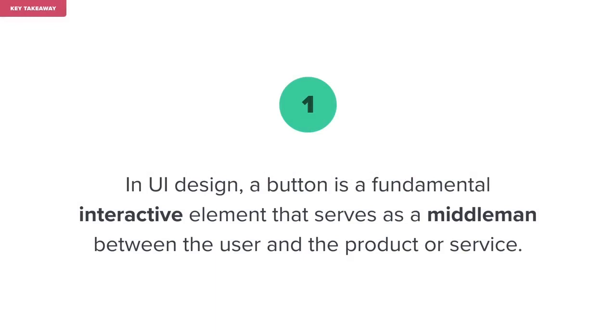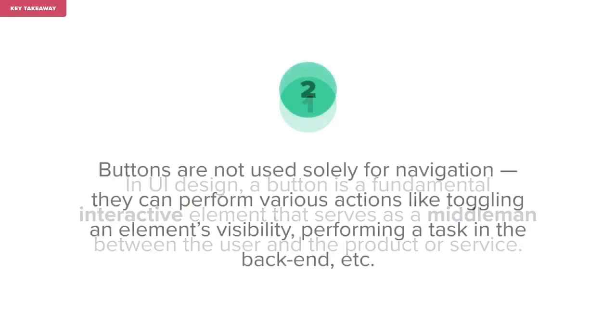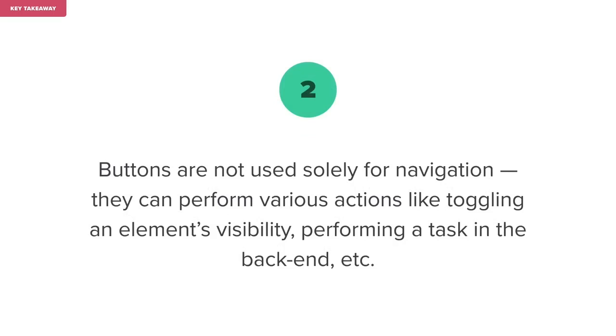So, a few key takeaways. In UI design, a button is a fundamental interactive element that serves as a middleman between the user and the product or service. Buttons are not used solely for navigation. They can perform various actions like toggling an element's visibility, performing a task in the back end, etc. All right, so now that we saw some use cases for buttons, let's turn our attention to the buttons in our project. That's coming up.